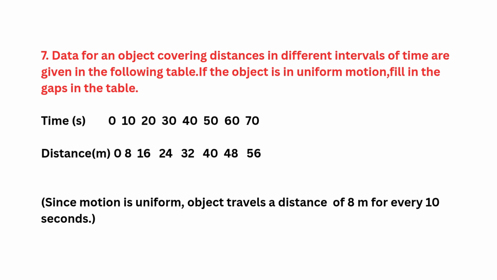Question number 7. Data for an object covering distance in different intervals of time are given in the following table. If the object is in uniform motion, fill in the gaps in the table. Here the first one is 0 time, 0 distance. 10, that is the time is 10 seconds, 8 kilometers, and 20, 16. Here, since the motion is uniform, because the object travels a distance of 8 meters for every 10 seconds, it is a uniform motion.